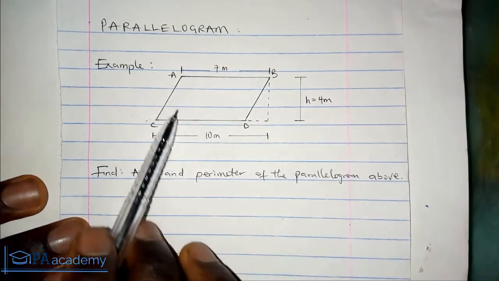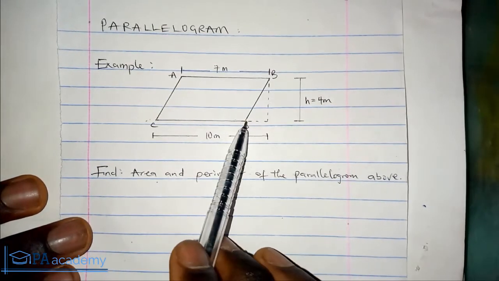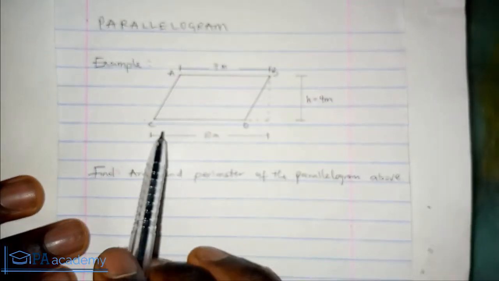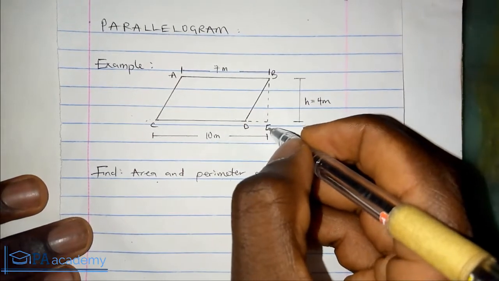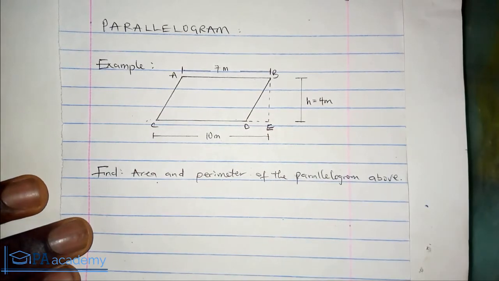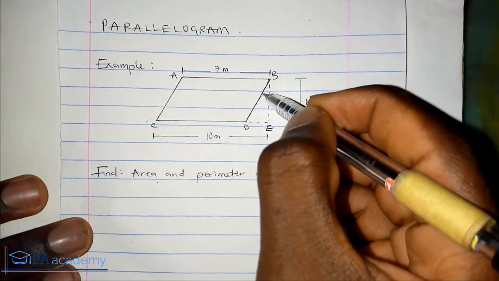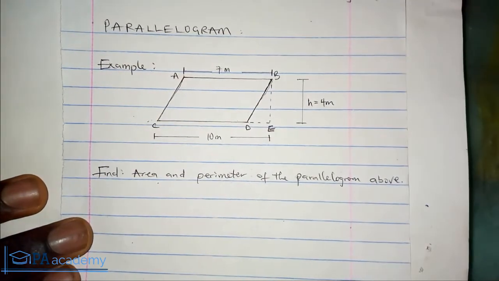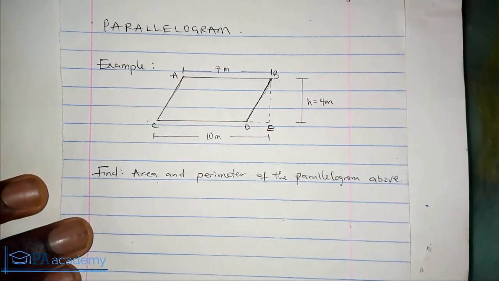If you look at this parallelogram, we are only given the base, the length of AB, and the length of AE, where this point is E. Then we are given the height. If you look at it very well, we are not given the length of this slant side. Sometimes the question can come like this. So we are also going to look for the length of this in order to continue with our calculation.